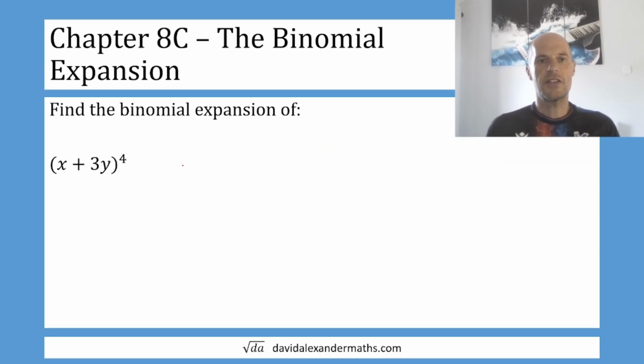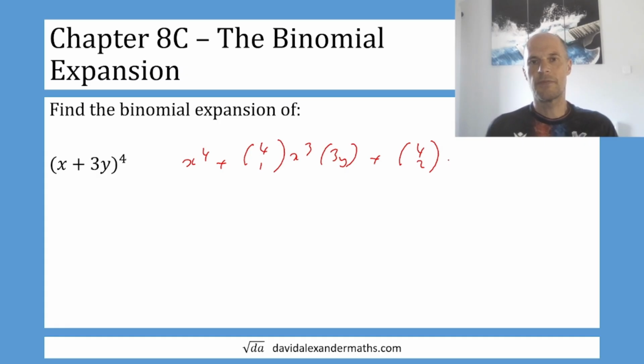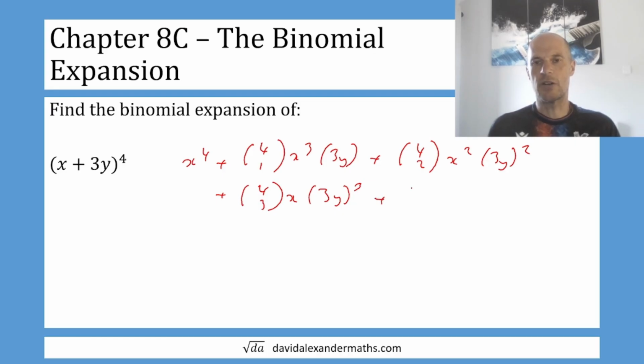So our first term is going to be x to the power of 4. The next term will be 4 choose 1, x cubed 3y. The next term will be 4 choose 2, x squared, 3y all squared. The next term will be 4 choose 3, so x, just a singular x, and the 3y's are now going to be cubed. And the final term will be 4 choose 4, no x's at all, and 3y to the power of 4.